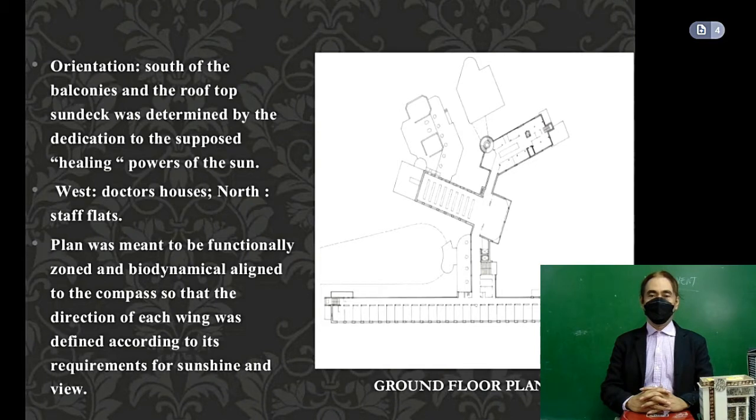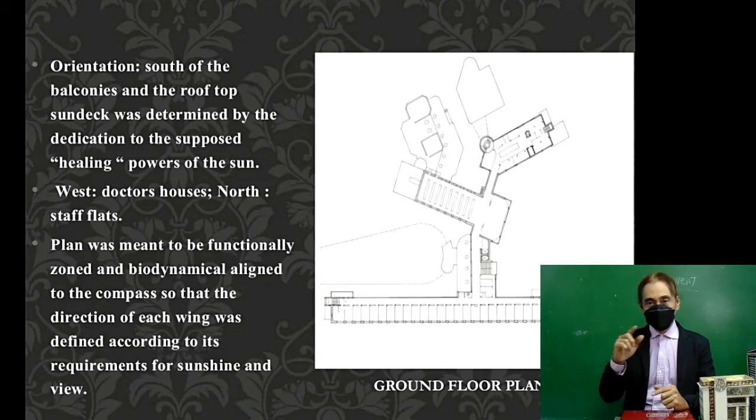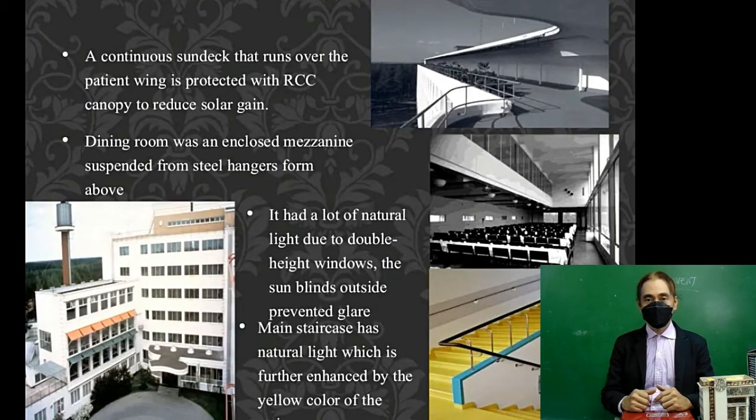Okay, here's the ground floor plan. The plan was meant to be functionally zoned and biodynamically aligned to the compass so that the direction of its wings was defined according to its requirements for sunshine and view. A continuous sun deck that runs over the patient wing is protected with an RCC canopy to reduce solar gain.